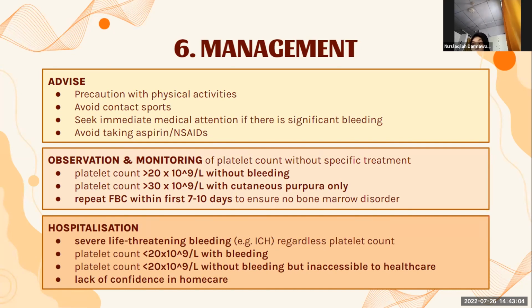Apart from that is hospitalization, which is indicated if the patient presents with severe life-threatening bleeding like intracranial hemorrhage, regardless of the platelet count itself, or if the platelet count is less than 20 times 10 to the power of 9 per liter with bleeding, or if the platelet count is less than 20 times 10 to the power of 9 per liter without bleeding but the patient has inaccessible healthcare. And lastly, lack of confidence in home care.